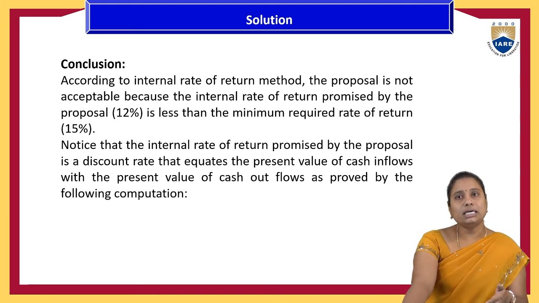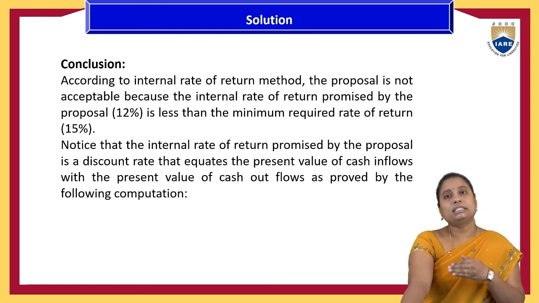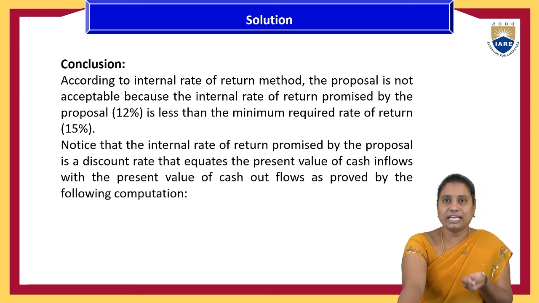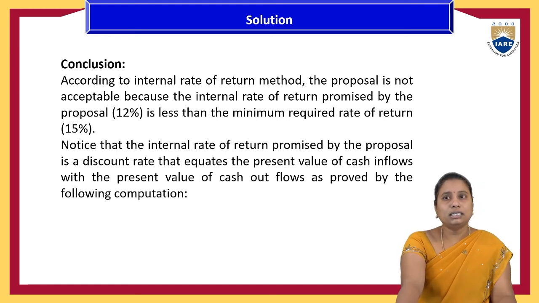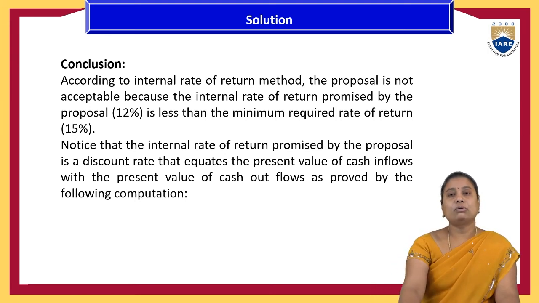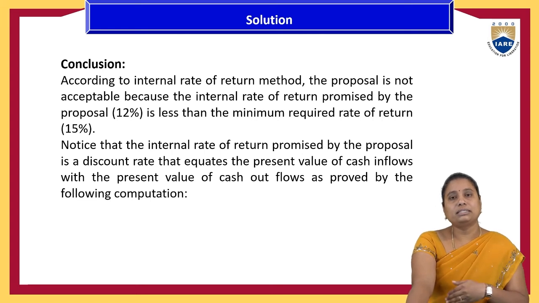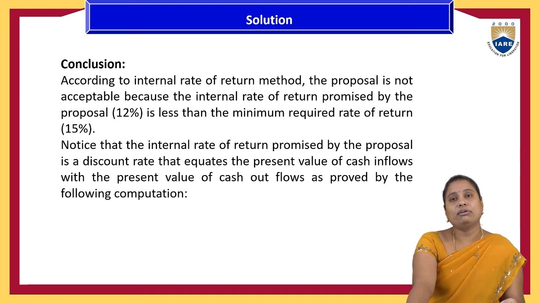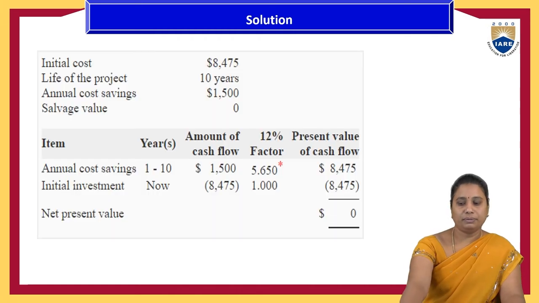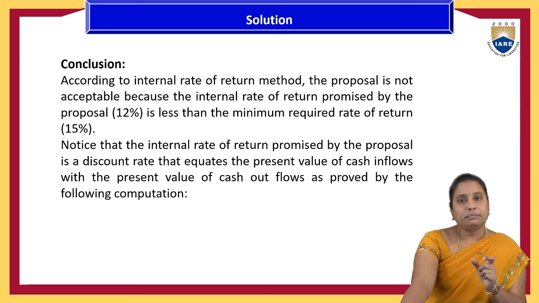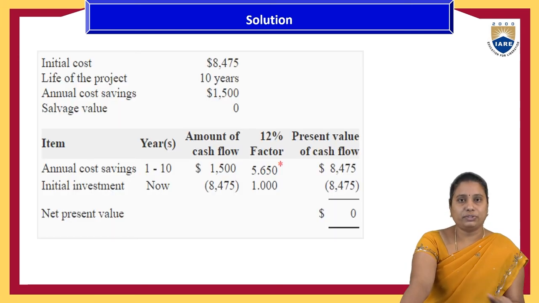So according to this, the calculated IRR, that is 12%, is less than the minimum required rate of 15%. Minimum 15% they have to get, but they are getting only 12%. So that's why the proposal is not accepted. The proposal is rejected because the promised internal rate of return is not going to be recovered with the expected cash inflows of this proposal. So like this, we can calculate the IRR by using this factor.